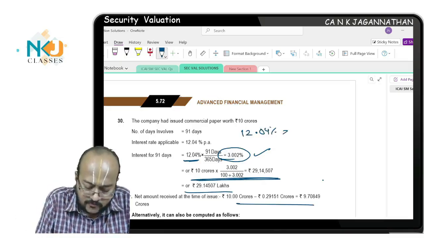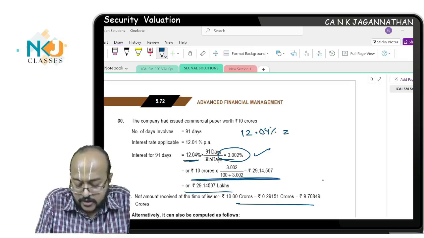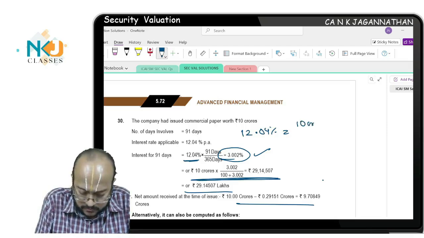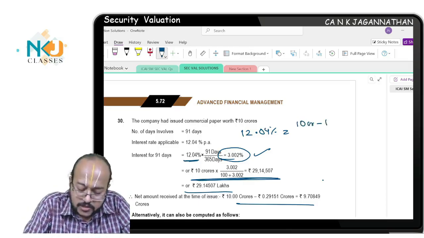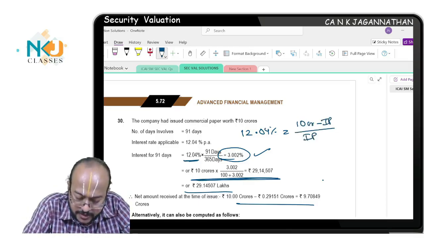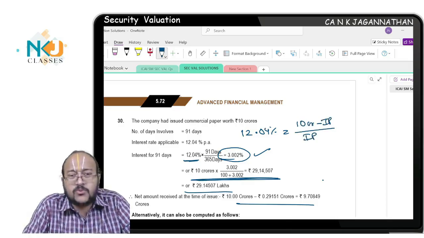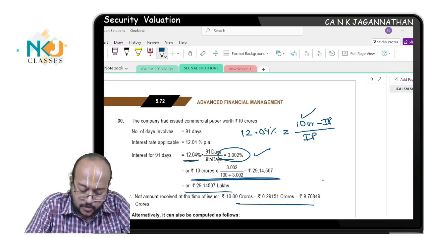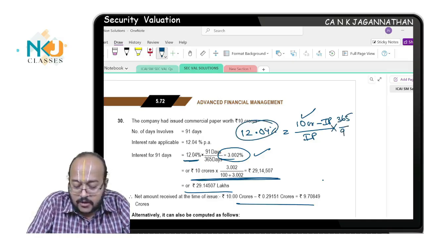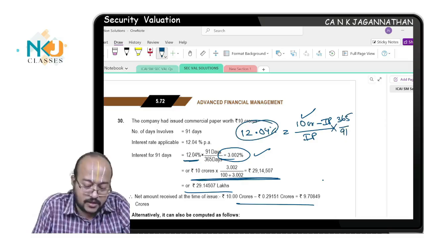The previous question we solved the same way. 12.04 is equal to, you can equate it, 10 crore minus the issue price, divided by issue price. You don't know the issue price, so we will assume the total amount to be the face value. 10 crore minus issue price, divided by issue price, into 365 by 91, since this is annualized. If you solve this, you will get almost the same answer.